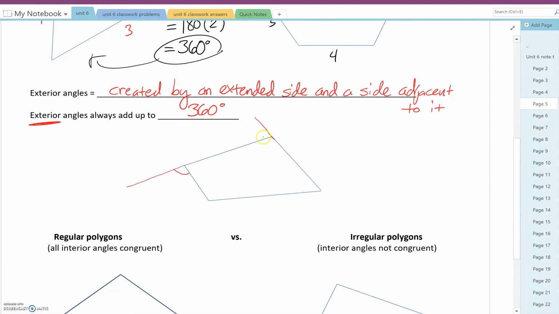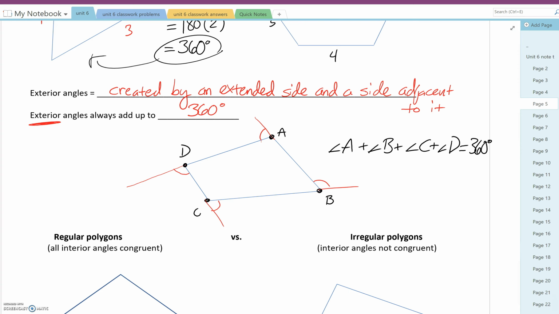So no matter how many sides you have in your polygon, if you add up the exterior angles, they're always going to add up to 360 degrees. So if I call this A, and this B, and this C, and this D, angle A plus angle B plus angle C plus angle D will be 360 every time. Again, whether there's 4 sides or 100 sides, doesn't matter.